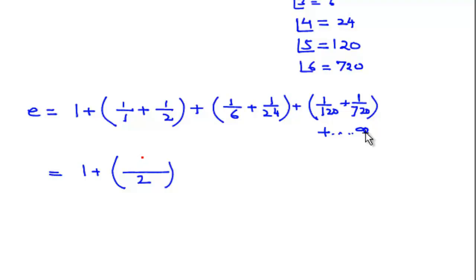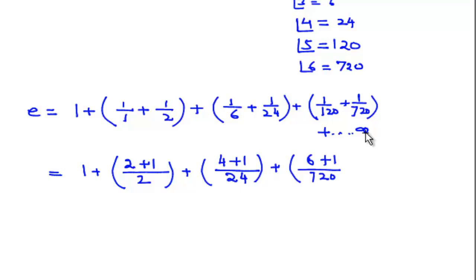Solving this gives us 1 plus 2 can be taken here in the first bracket as LCM. In numerator, we will be getting 2 plus 1. Plus again, solving this bracket, 24 will be LCM. Here I will be obtaining 4 plus 1 plus here LCM will be 720. I will be obtaining 6 plus 1 in the numerator plus so on up to infinity. Solving this gives us 1 plus 3 upon 2 plus 5 upon 24 plus 7 upon 720 plus and so on up to infinity.